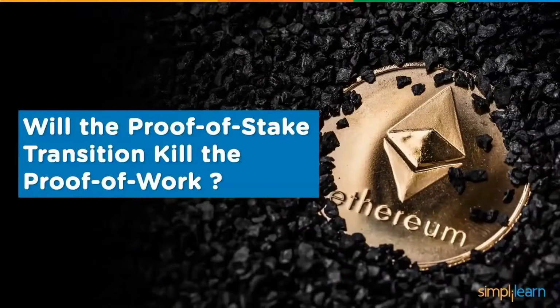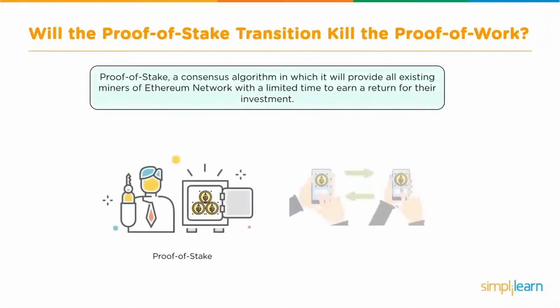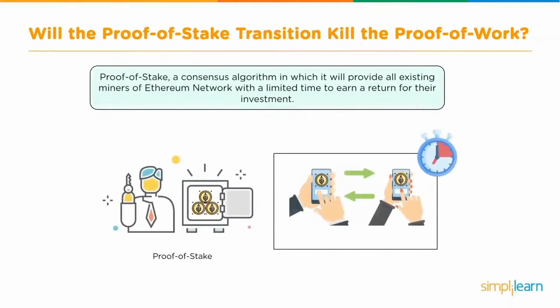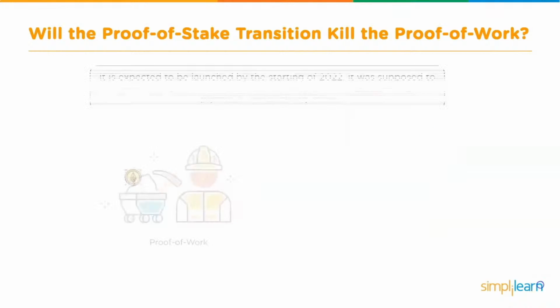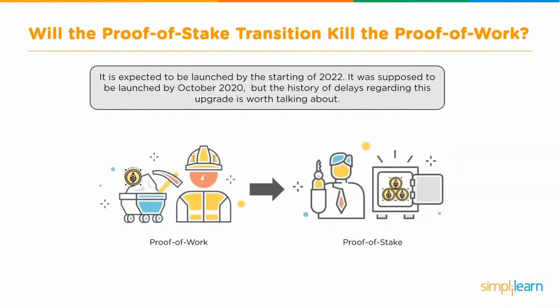Now let's explore whether the proof of stake transition will fail proof of work. The newly introduced concept of Ethereum 2.0 roadmaps plans to upgrade to the proof of stake consensus algorithm, in which it will provide all existing miners of the Ethereum network with a limited time to earn a return for their investment. This is expected to be launched by the end of 2021 or the start of 2022. It was supposed to be launched by October 2020, but the history of delays regarding this upgrade is worth talking about. Nobody truly knows when Ethereum 2.0 will be completed and introduced to the crypto mining world.